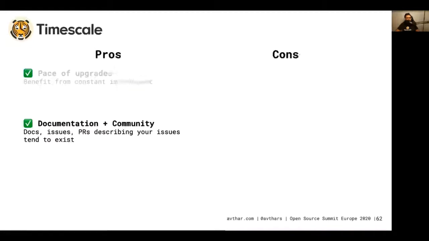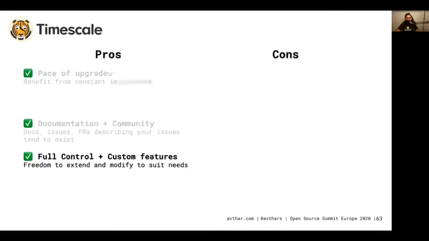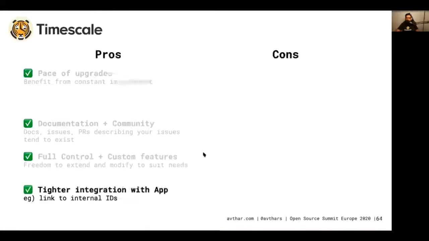So the benefit that they've felt here is that you can actually Google a lot of your problems, and you'll find that there's a lot of documents or GitHub pull requests describing the problems that you have, and they tend to be widely available. And the third benefit is the full control and custom features that they've been able to build. And they've had the freedom to extend and modify things to suit their needs.